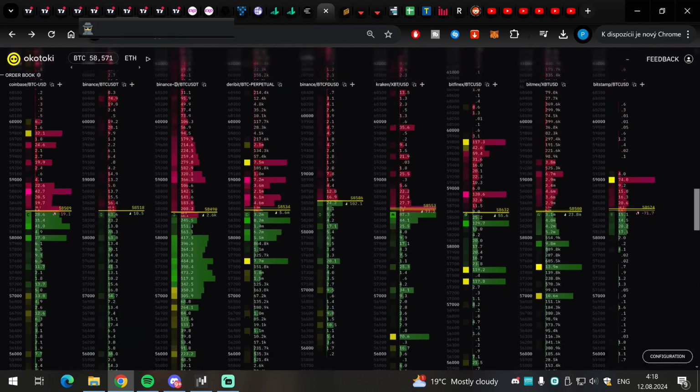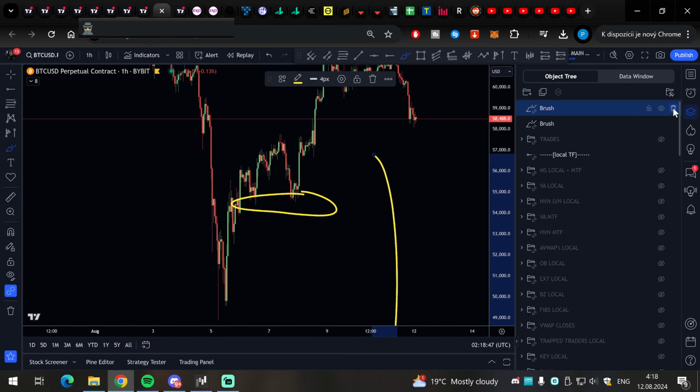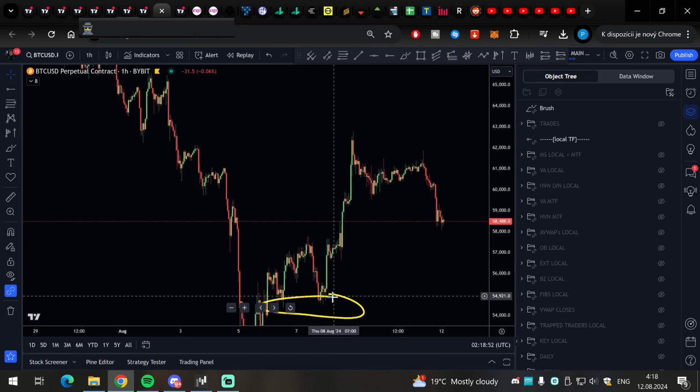To the upside, we have defense for the 61,000 from the perpetual, 61,800. They are protecting the current high very likely. Yeah, they are protecting in front of it.